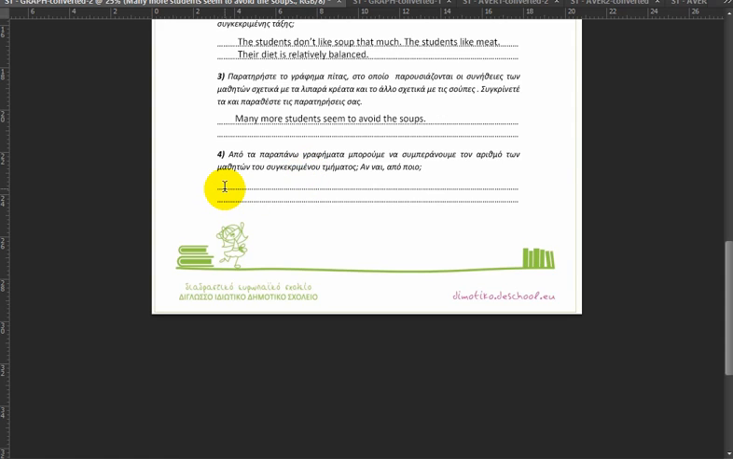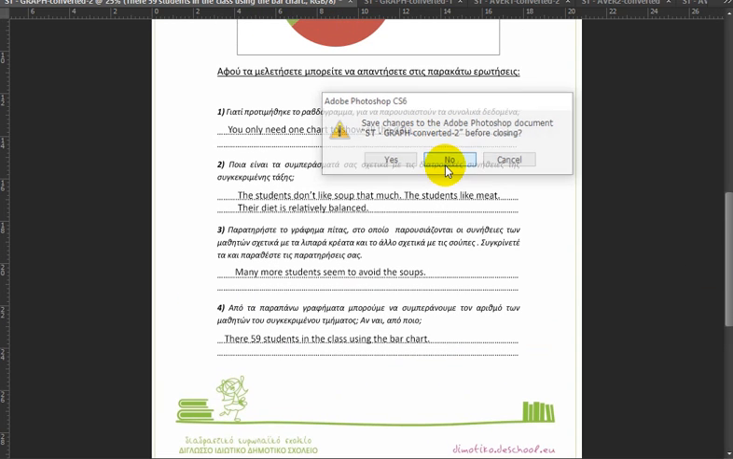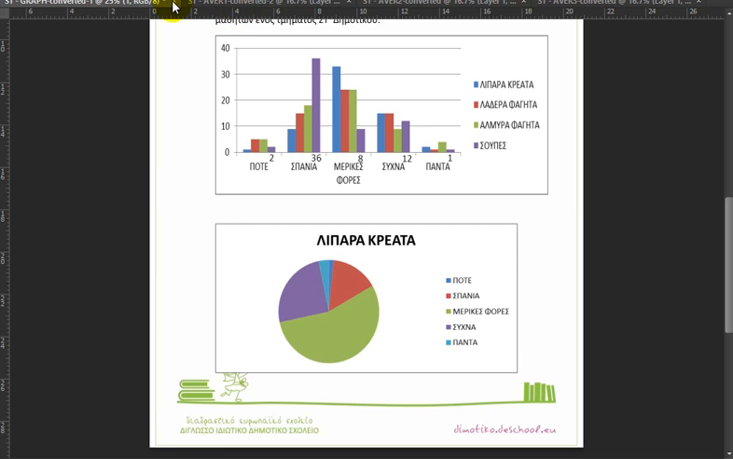my guess would be that there are 59 students in the class using the bar chart. So that's the first exercise, the chart exercise. Let's move on to the next one, where we have to find averages.